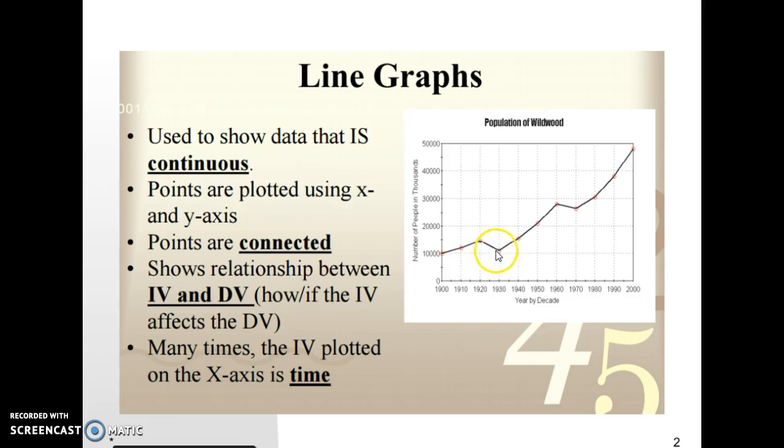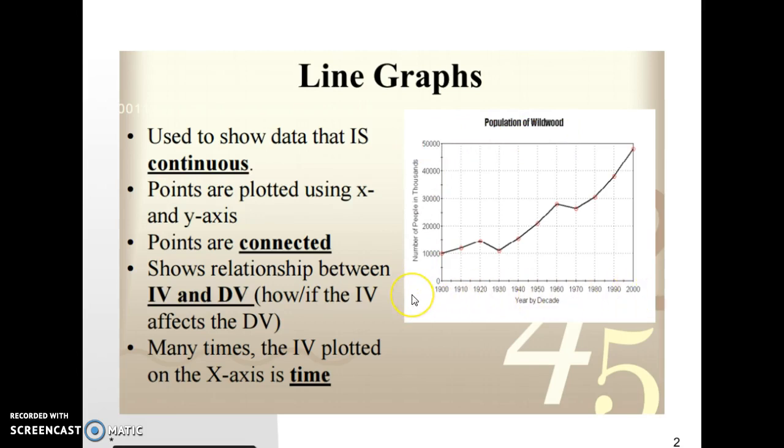When line graphs are used, we would connect them with a straight line. The points are connected with a straight line. If you are hand graphing, lines should be connected with a ruler. And the reason we use line graphs is to show how the independent variable affects the dependent variable. So looking at this graph, our independent variable is year by decade, and our dependent variable is the number of people in thousands.